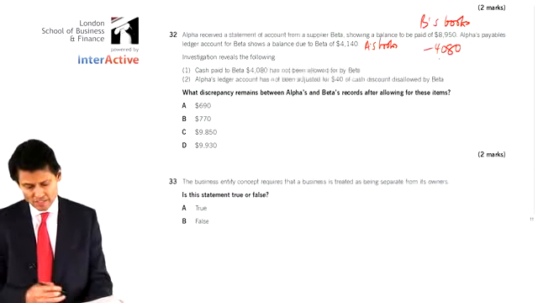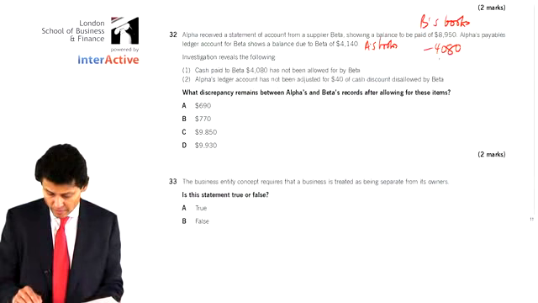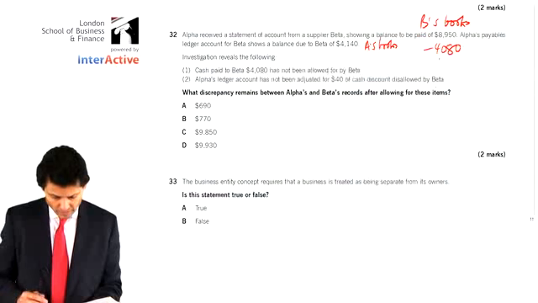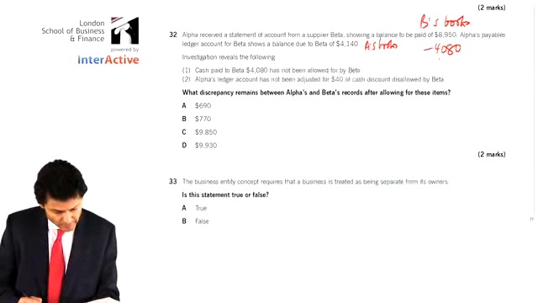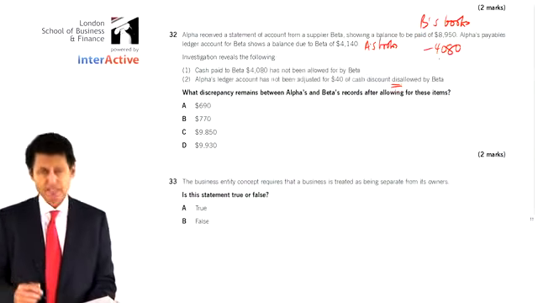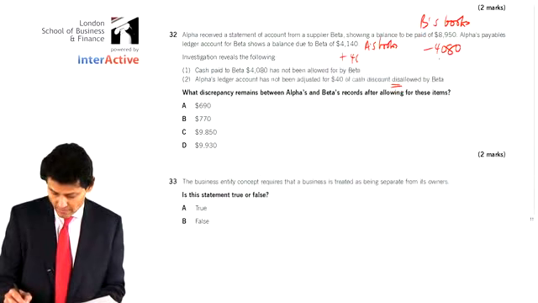Next point, Alpha's ledger account has not been adjusted for 40 of cash discount allowed by Beta. So what do you do? You just allow for it, I suppose. So in Alpha's books, the 40 disallowed. Sneaky little word. I kept reading that as allowed. So disallowed actually means it's an add. So they've changed their minds and disallowed it.